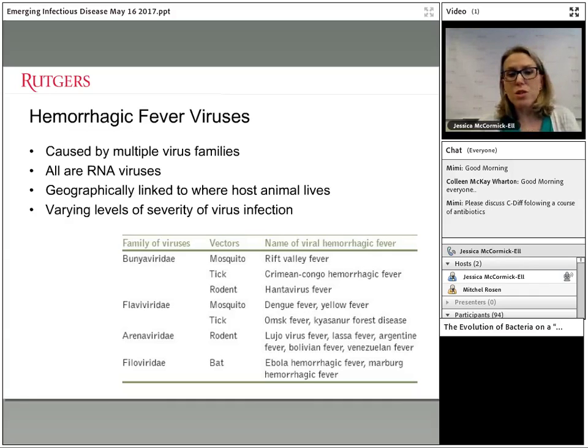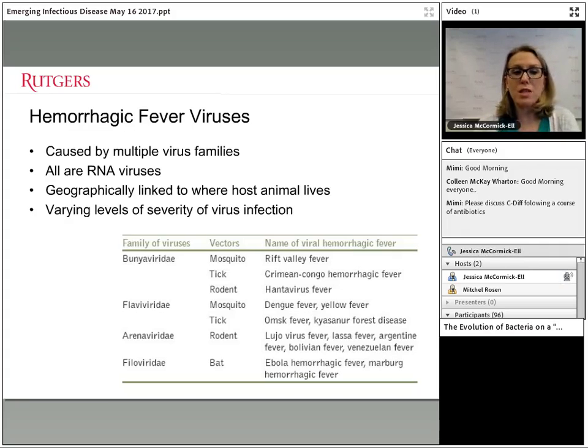So hemorrhagic fevers are caused by multiple virus families. I have a list here on the slide. They're spread by multiple different mechanisms: mosquitoes, ticks, rodent excretions, bats, that kind of thing. All of them are RNA viruses, and they're all going to be linked to where their host animal lives. So these viruses are found within animals. A lot of them, their host is a bat or some kind of rodent, like hantavirus with rats and mice.